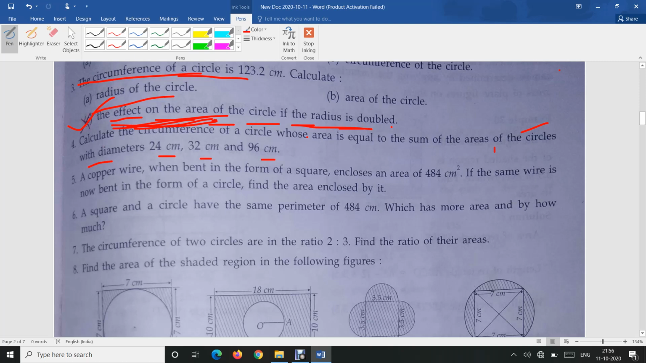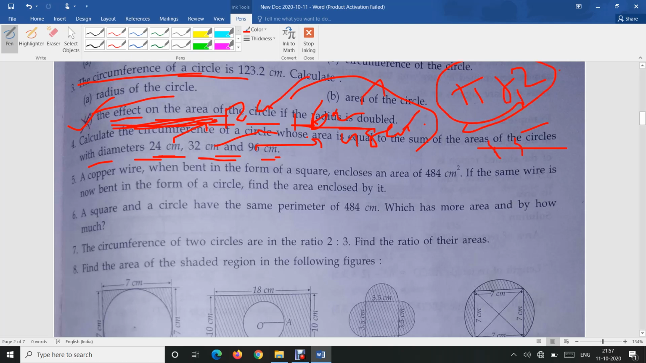Here, first of all, you have to change these diameters into the radius, because you have to find the area of these circles. There are 3 radii, so you will find 3 areas. This will be 12 cm radius, this will be 16 cm radius, and this will be 48 cm radius. With the help of these radii, you can find the areas of these 3 circles by applying the formula pi r1 square, pi r2 square and pi r3 square.